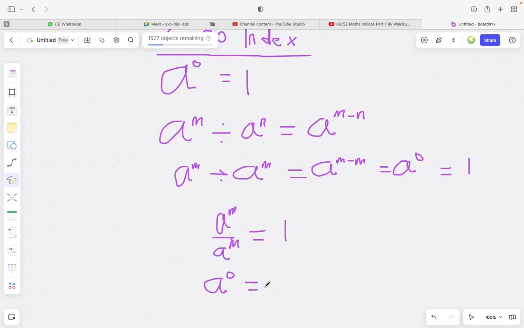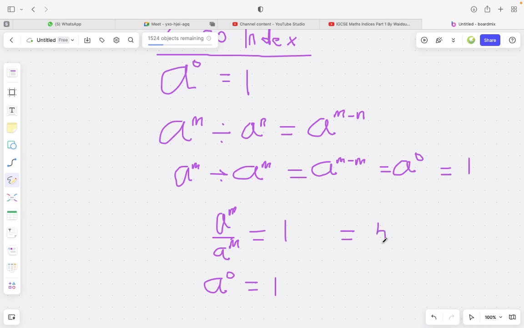Any a to the power of 0 is equal to 1. Is that okay? Okay, now let's go to negative indices. Before we go to negative indices, let's take a look at something that maybe you might understand.